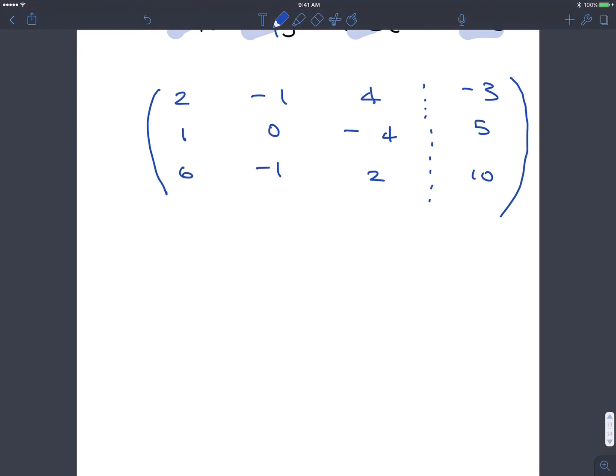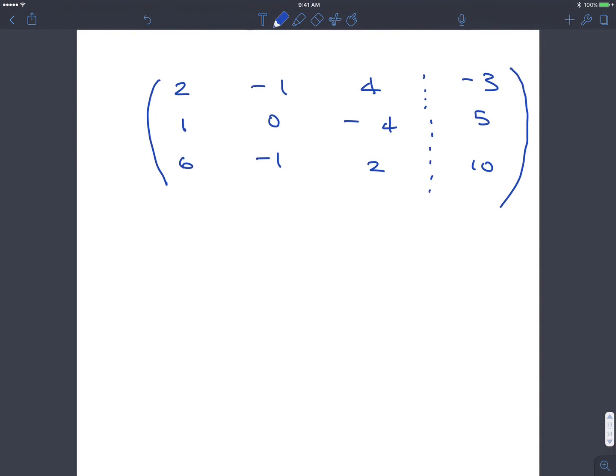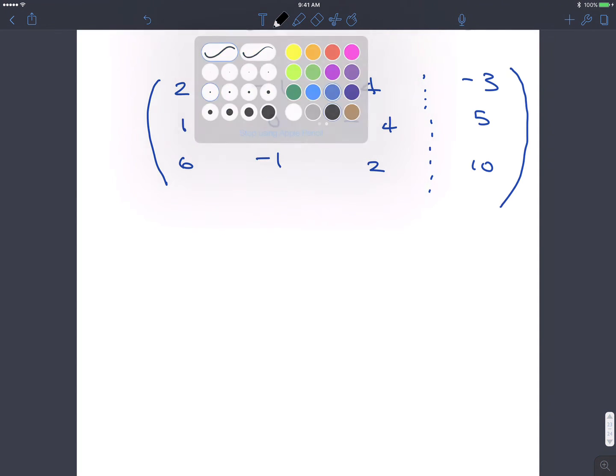Now, remember here, this is 3 equations, 3 unknowns. So we're going to try to convert this matrix to an equivalent matrix, one that's in row echelon form. A row echelon form matrix will look like this.